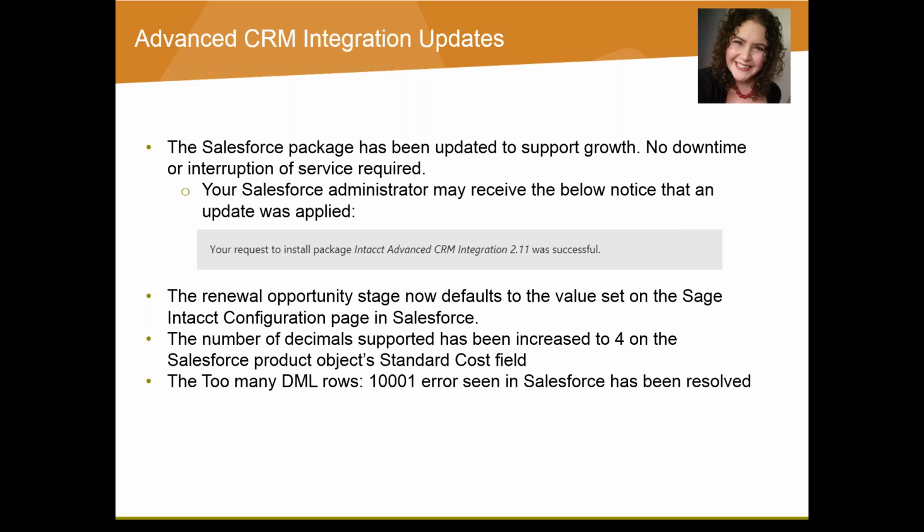A couple other small things they fixed. The renewal opportunity stage will default to the value set, and the number of decimals supported has been increased to 4. You won't be able to do any math calculations on there, but at least you can get it out to 4 decimal points for that standard cost, because it's very rare that it comes out to a perfectly round number or to just 2 decimals. And they also resolved the too many rows error, which was holding up some of the integrations.